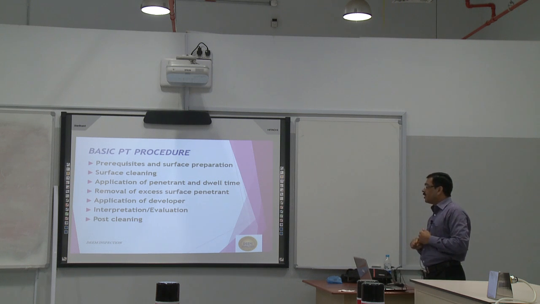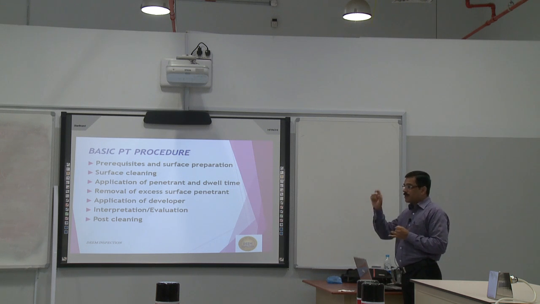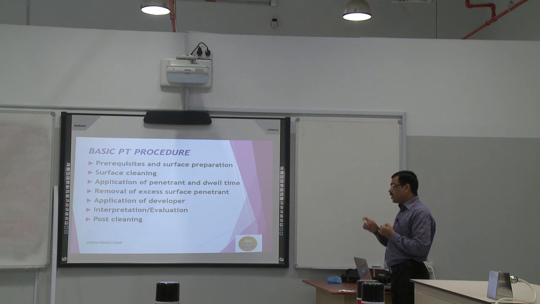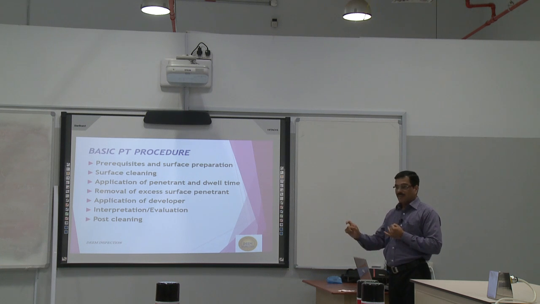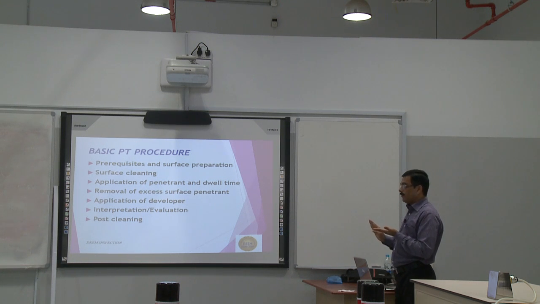Next step, we are going to the application of penetrant. So first the job is ready, second the surface is clean and ready for the job. After that, we will apply penetrant on that job. So the application may be any way. We can spray, or we can use a small brush, or we can pour, or we can dip. Any method we can use. There is no restriction. The only thing is the surface should be covered by the penetrant. There is no problem at all.